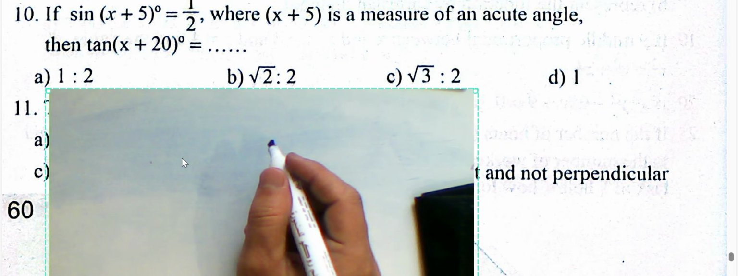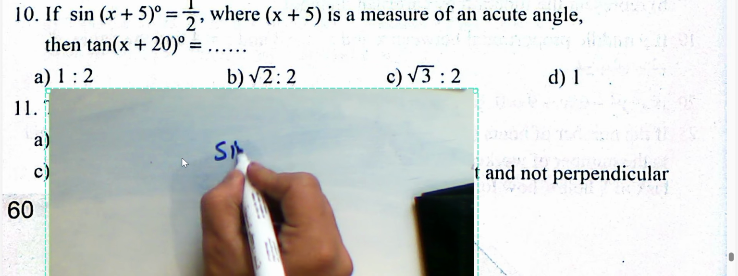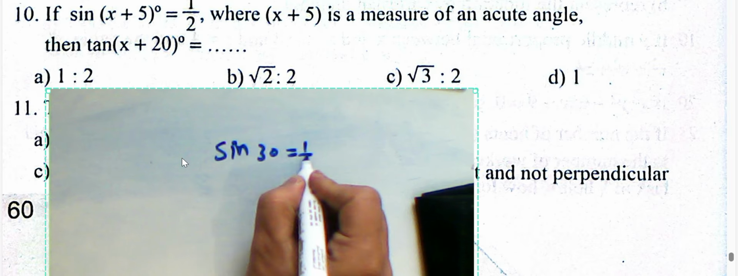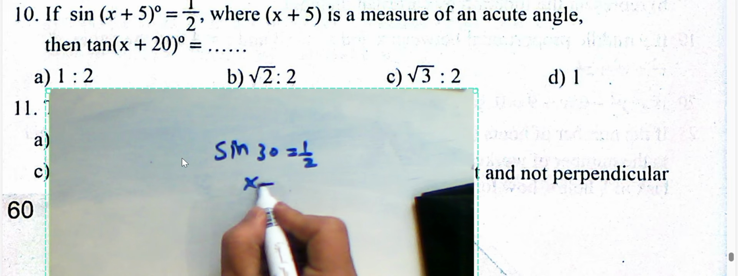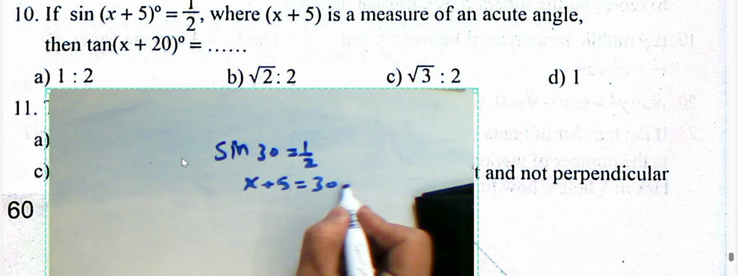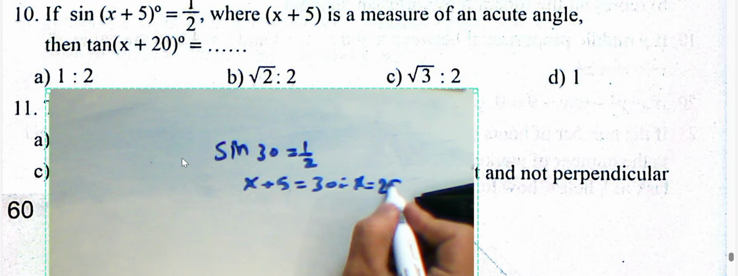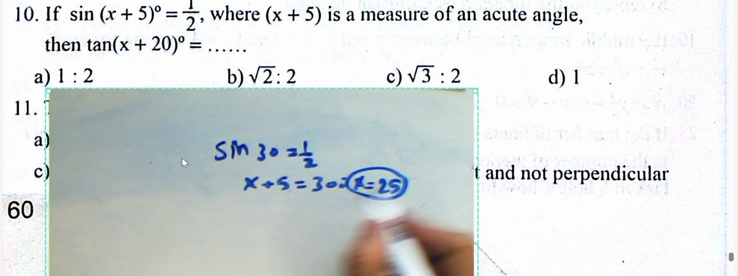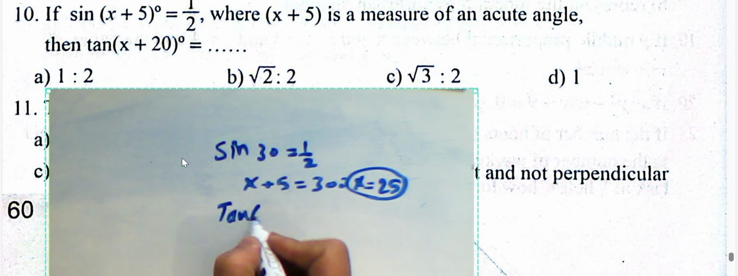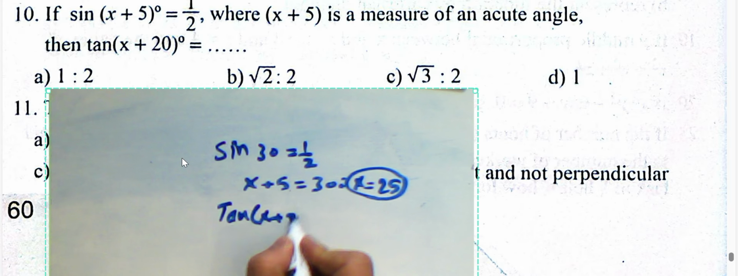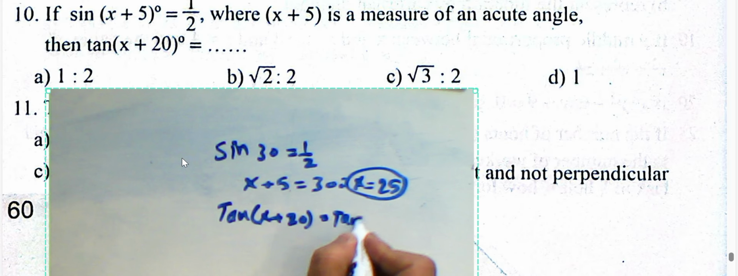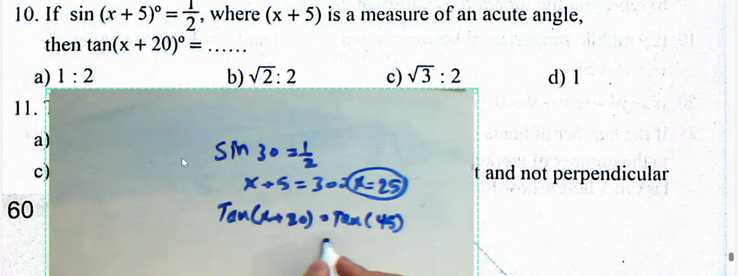Next question. If sine of angle x plus 5 equals half, find the value of tan of x plus 20. We know sine 30 equals half, so x plus 5 equals 30. Then the value of x equals 30 minus 5, which is 25. Now we can find tan of x plus 20. X was 25, 25 plus 20 is 45. Tan 45 is 1. The answer will be 1.